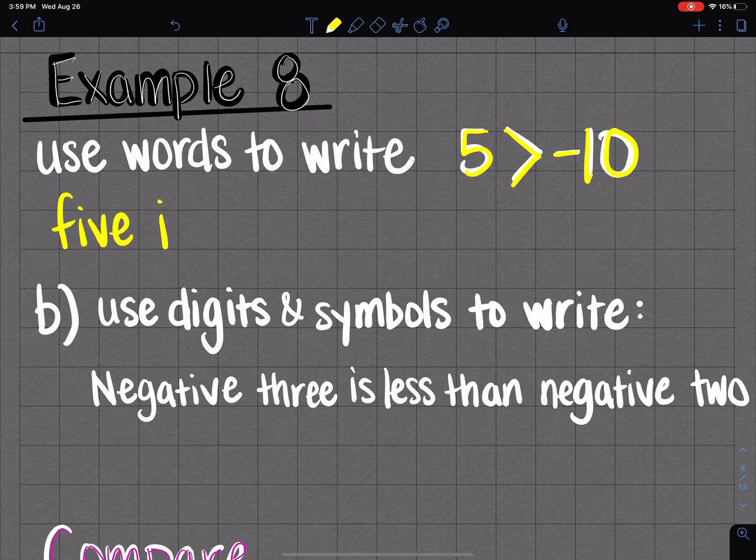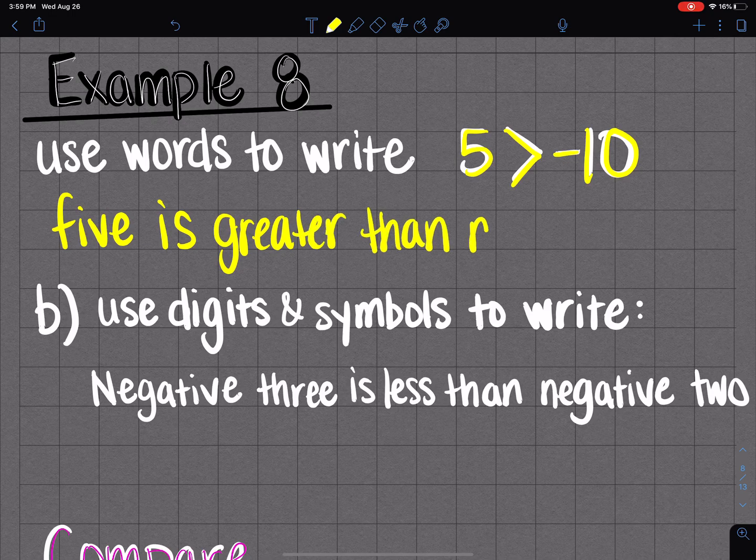5 is greater than negative 10. Alrighty. Let's go on to B.